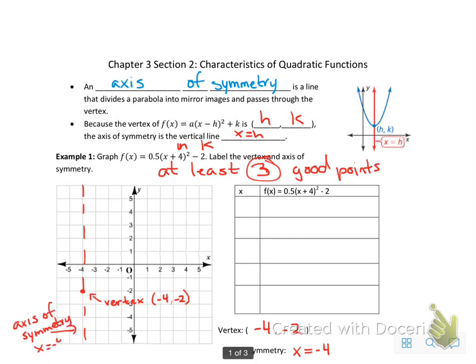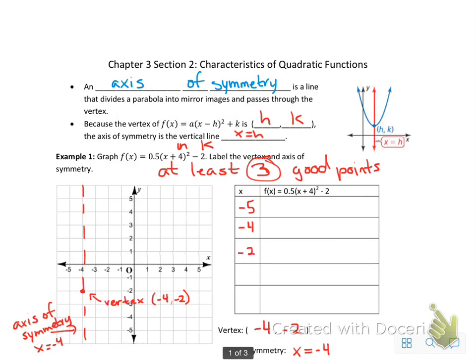x equals -4. Now it does say to graph, and if you're going to do the plotting, making a table, you want to pick points that are near -4. So to the left of -4 and to the right of -4. The number to the left of -4 is -5. Then you have -4, and then you have -3.